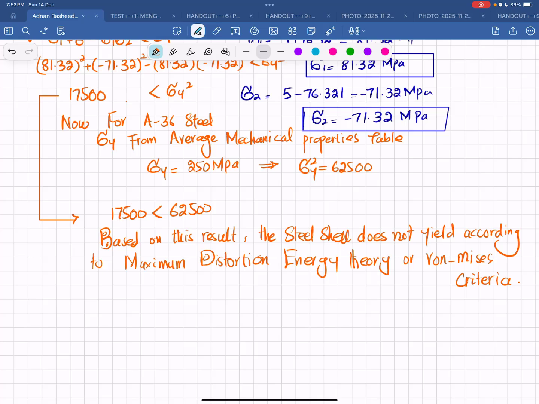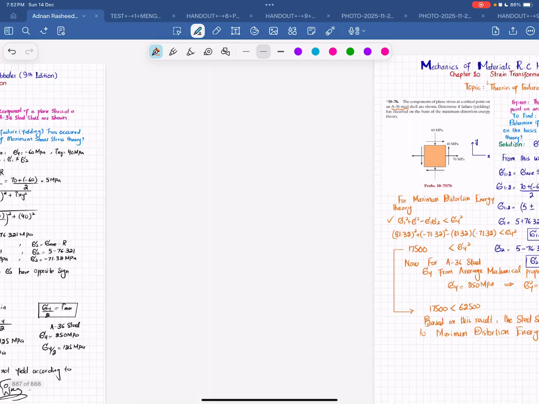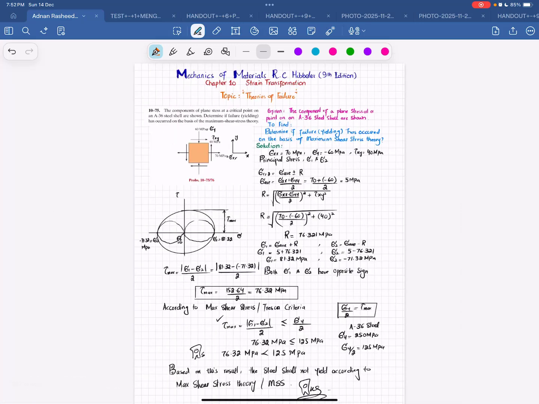So this was all about this problem 10-76. We can compare it with our previous problem where we did the same thing for the maximum shear stress theory.